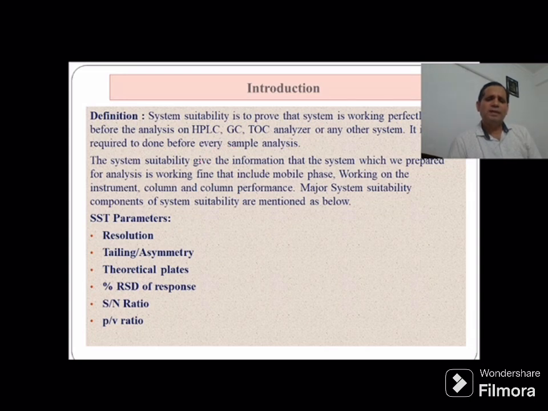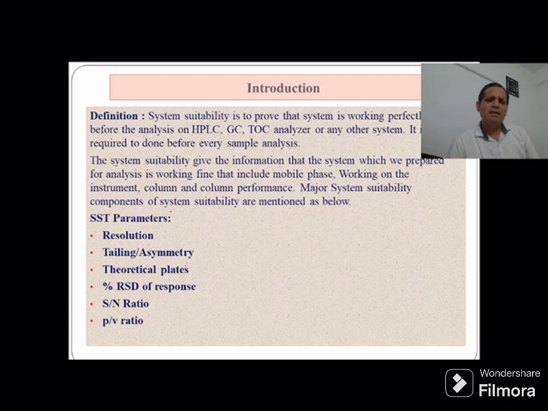To check the system suitability, we have to inject different standard preparations. Sometimes we inject the peak identification solution, sometimes the impurity mixture, sometimes the standard solution, and sometimes the diluted standard to check the signal to noise ratio. These are the different system suitability standards that we inject in HPLC, GC or other techniques to understand the performance of the system.